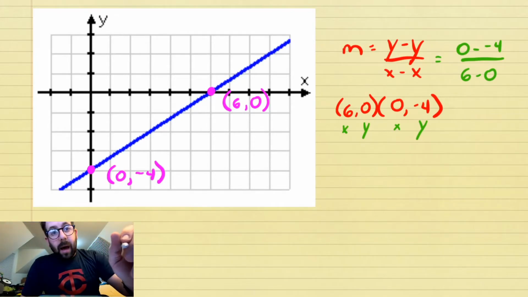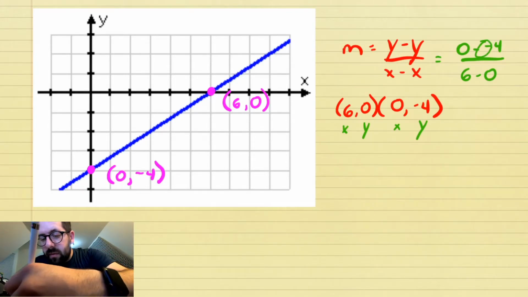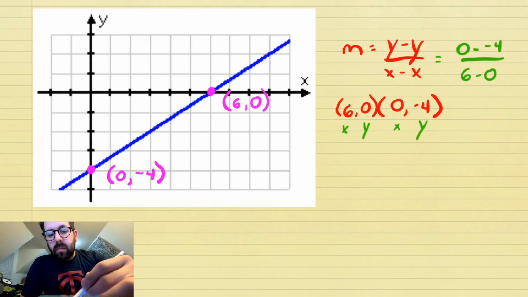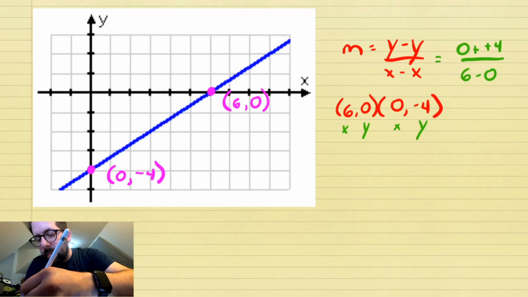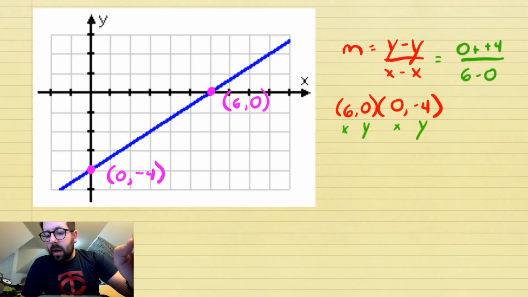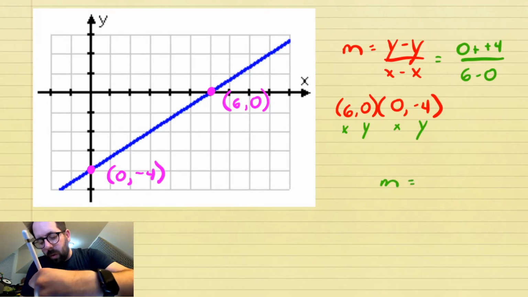So on the top, what you have here is a double negative. So what was that? 0 minus a -4. These would actually cancel each other out and make a plus. That's how negative signs work. So 0 plus 4 is 4. So my formula for the slope is 4.